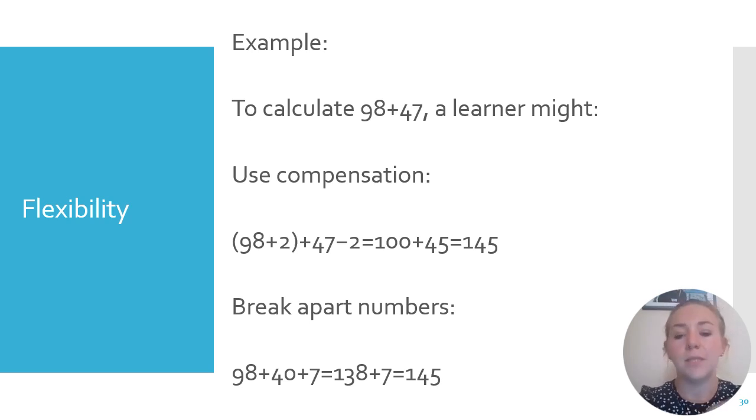Or they can break numbers apart. They can say 98 plus 40 plus 7 equals, so they add the tens first, and then they add the ones, the units, to get 145.